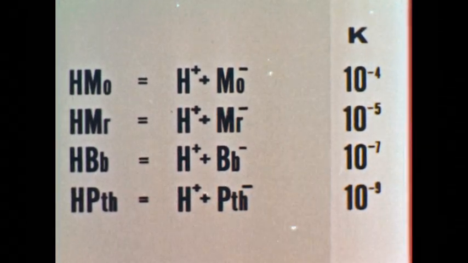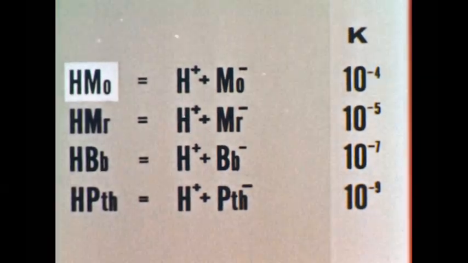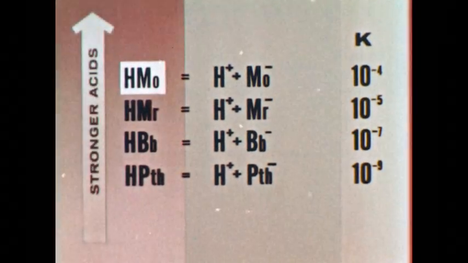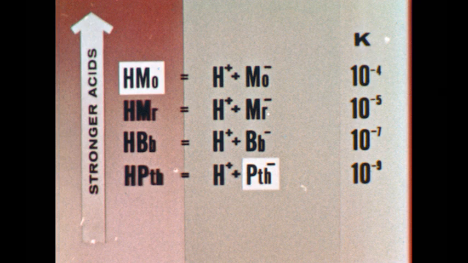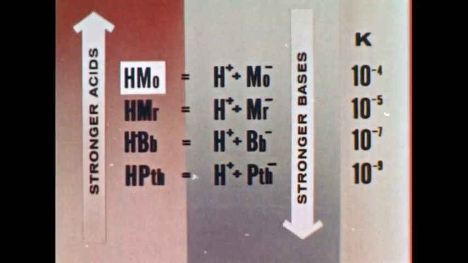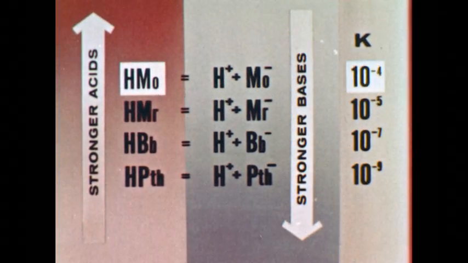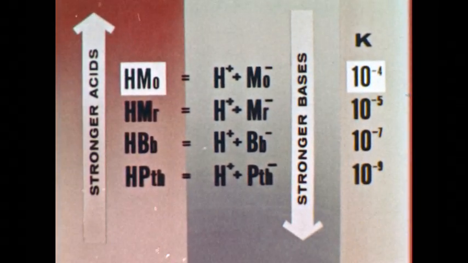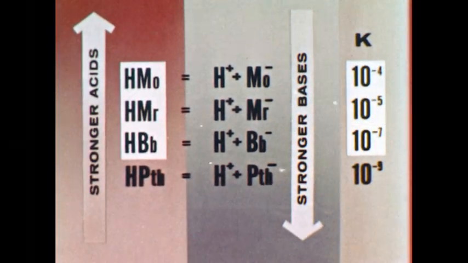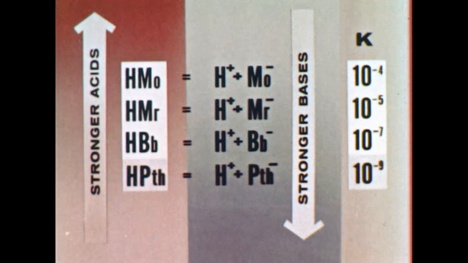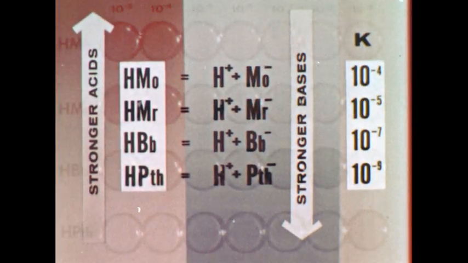We can compare all our indicators. The strongest acid, HMO, is at the top of the left column, and the strongest base, PTH minus, is at the bottom of the right column. Thus, the strongest acid is methyl orange. Next comes methyl red, then bromothymol blue, and phenolphthalein. Let's experiment further with the acid strengths of the indicators.